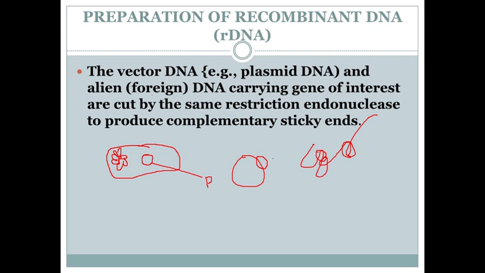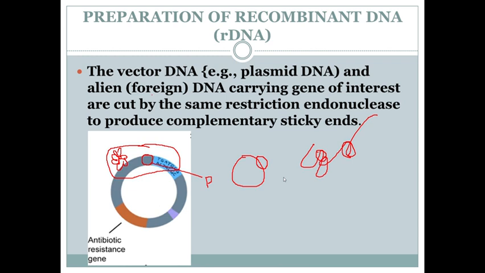It is to be remembered that while making a recombinant DNA, we have to make use of the same type of restriction endonuclease, both in the case of plasmid or vector DNA as well as in the case of the passenger DNA or the gene of interest. I will be discussing this in the next slide, diagrammatically as well.